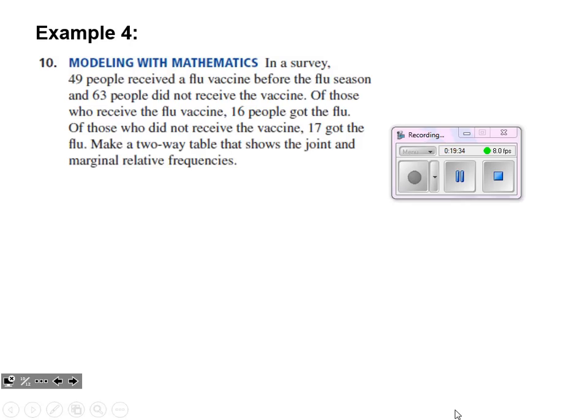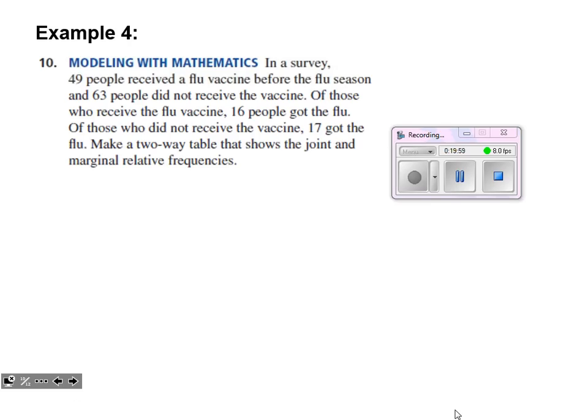All right, our next example. In a survey, 49 people received a flu vaccine before the flu season. 63 people did not receive the vaccine. Of those who did receive the vaccine, 16 people still got the flu. Of those who did not, 17 got the flu. Make a two-way table that shows the joint and marginal relative frequencies.